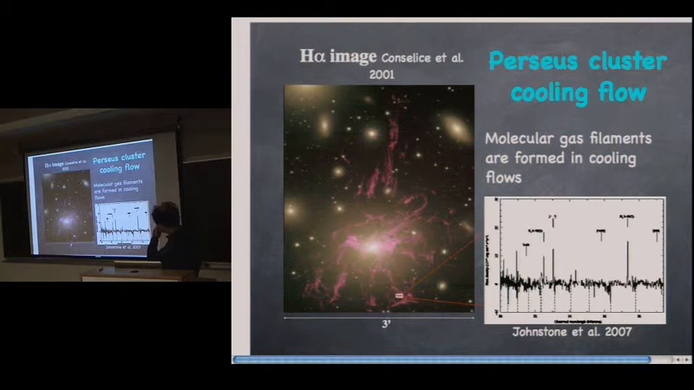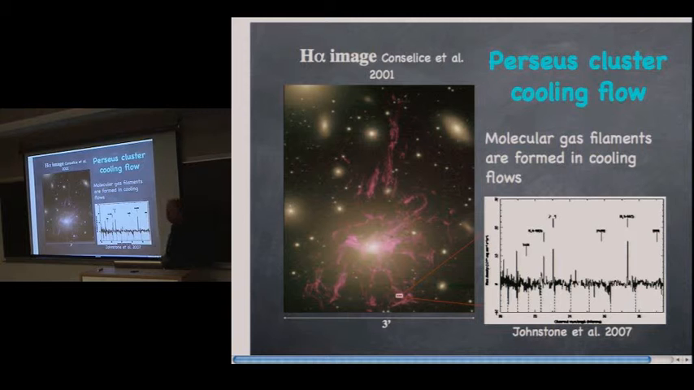So to go to another extreme, this is a cooling flow. This is a bright central cluster galaxy in Perseus. And this image was done about 10 years ago. People discovered this kilometric structure around the galaxy, on a scale of more than 100 kiloparsecs from the galaxy. And it was discovered by H-alpha imaging.